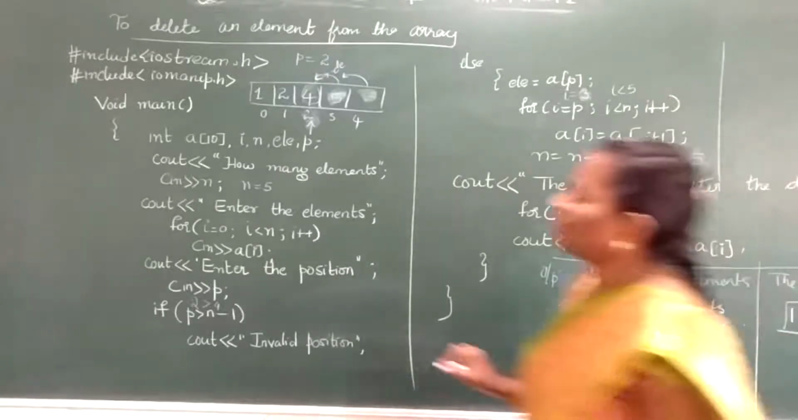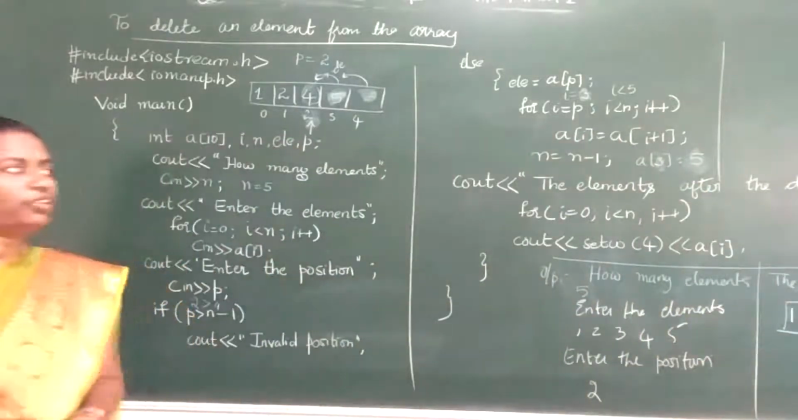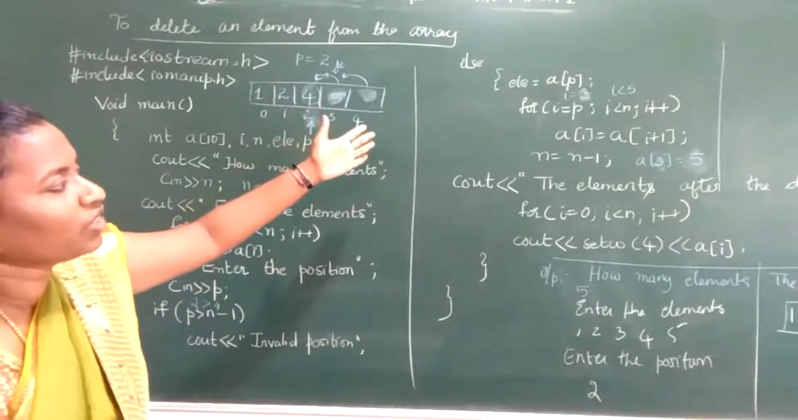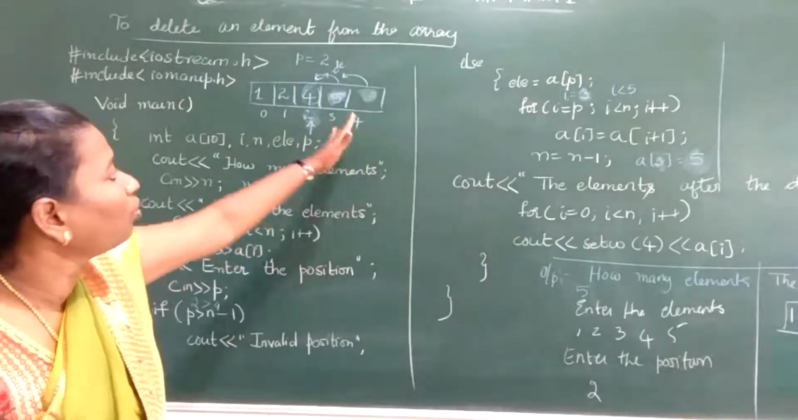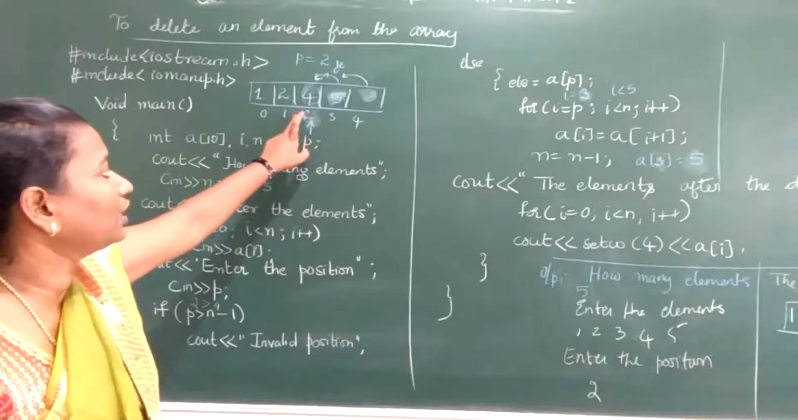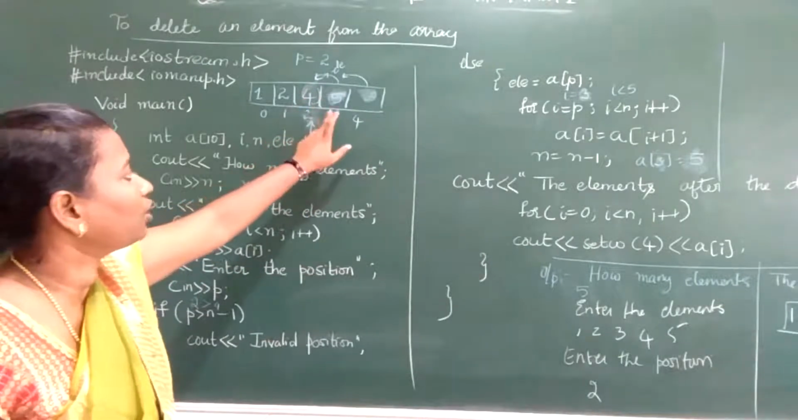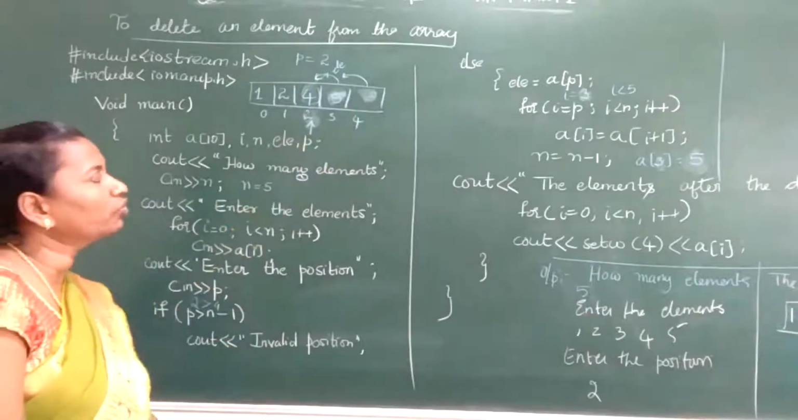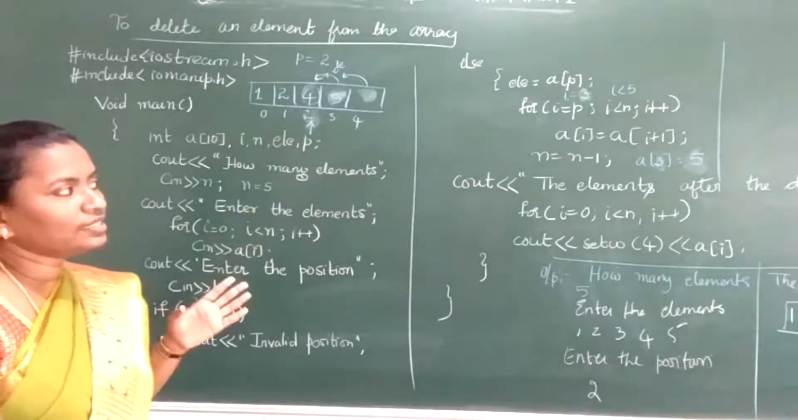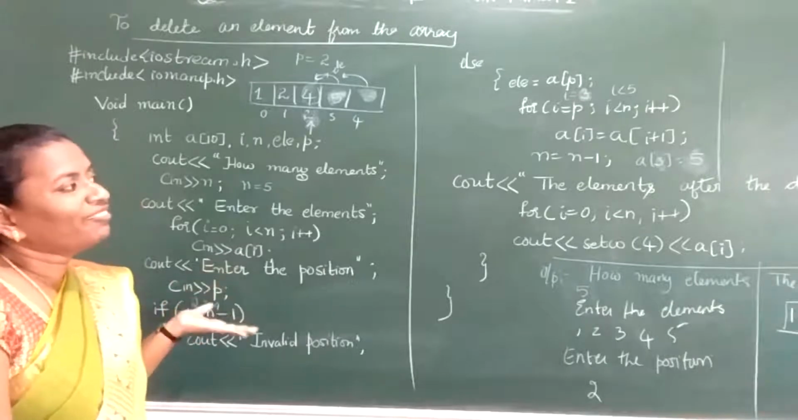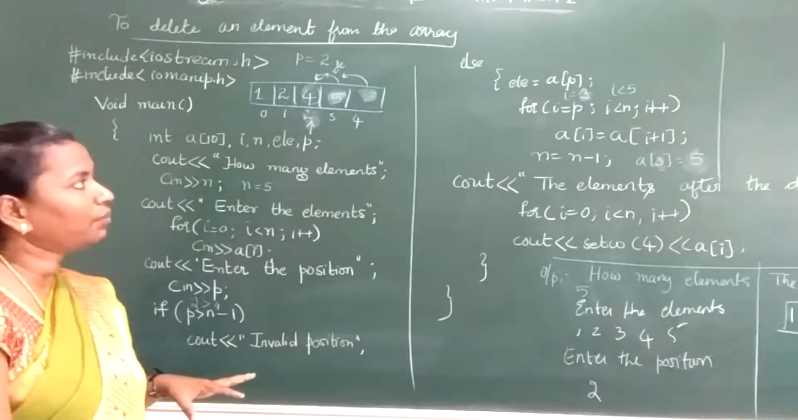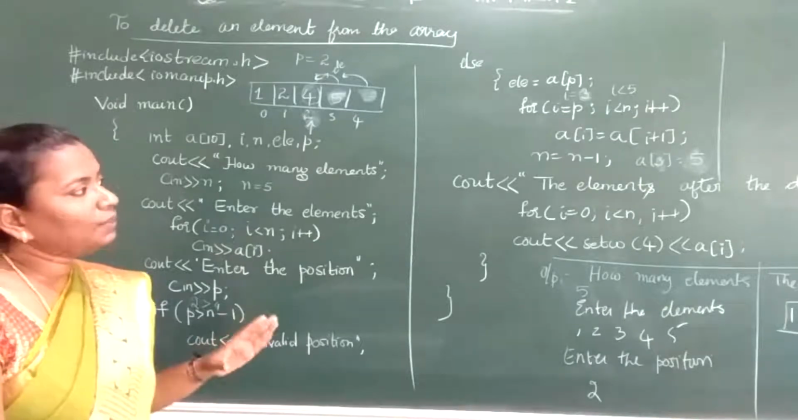So I repeat: what is the only difference between insertion and deletion? In deletion we just move the elements. 4 I have moved to position 2, and 5 from position 4 I moved to position 3. Here n will become n minus 1, whereas in insertion your array size increases after adding an element, so n will become n plus 1.